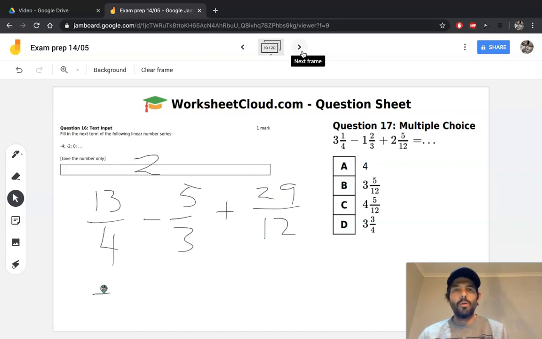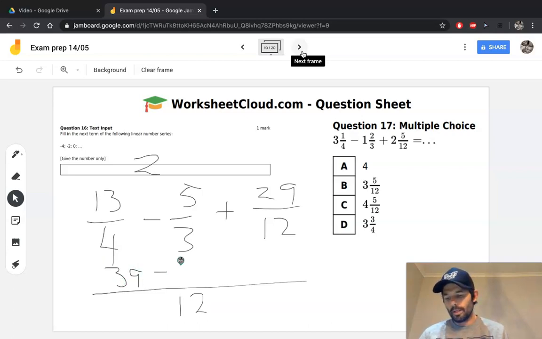Then we needed to get a lowest common denominator, which would have been 12. 4 goes into 12 3 times. 3 times 13 is 39. 3 goes into 12 4 times. 4 times 5 is 20. And obviously 12 goes into 12 once. So 1 times 29 is 29.